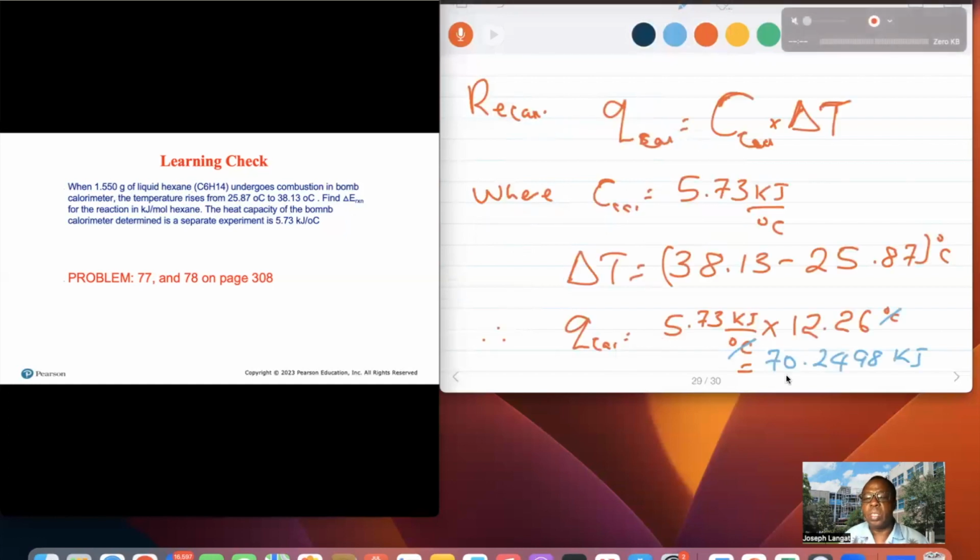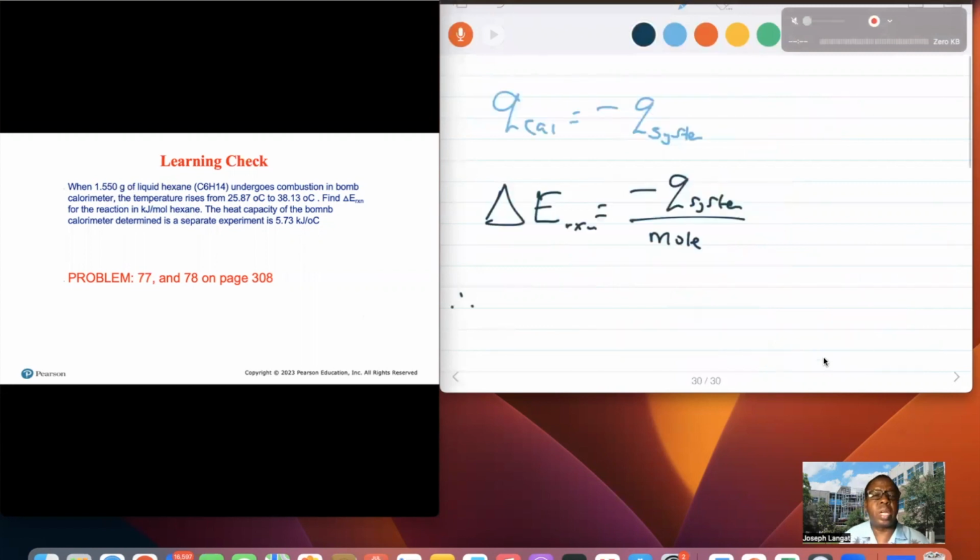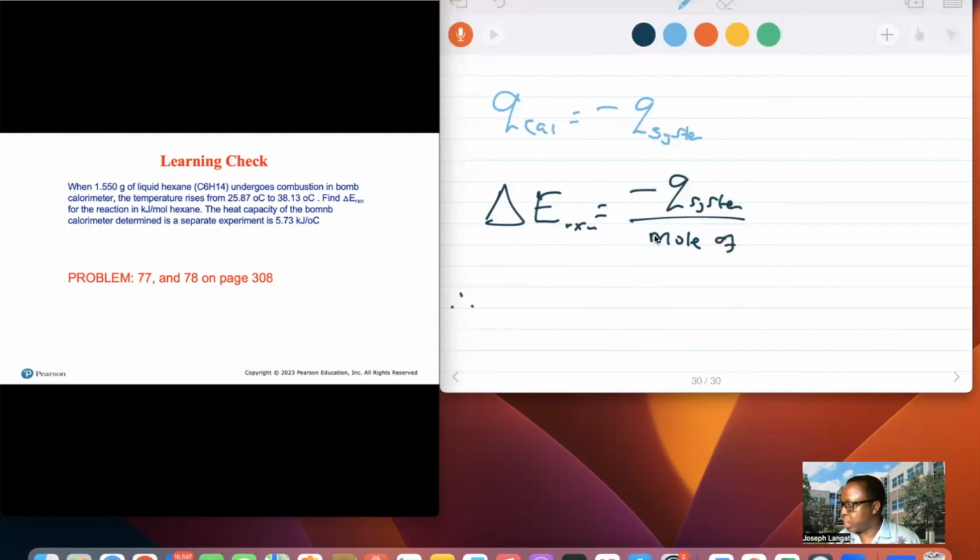This is the total change in internal energy, but it's not per mole. Be careful when you say per mole, you need to divide by the number of moles you have in a sample. Next time it may not be hexane, it can be anything else, but remember to change the number of moles so that you divide the change in internal energy. You see, this is per mole of hexane in this case.